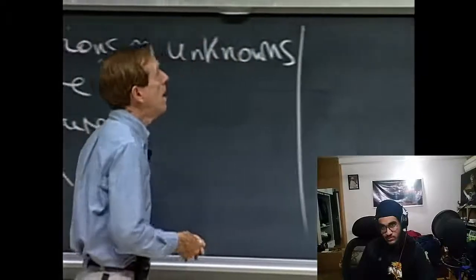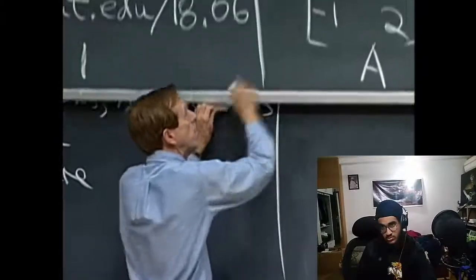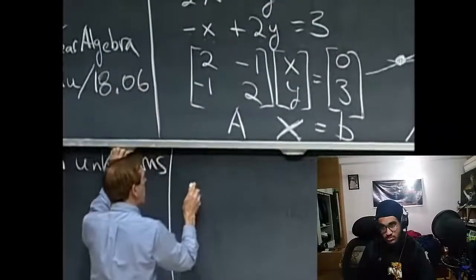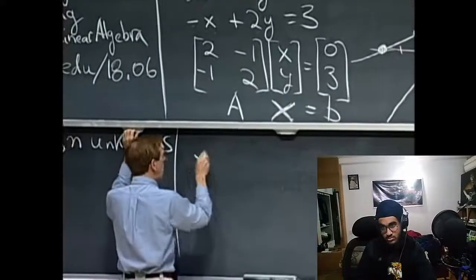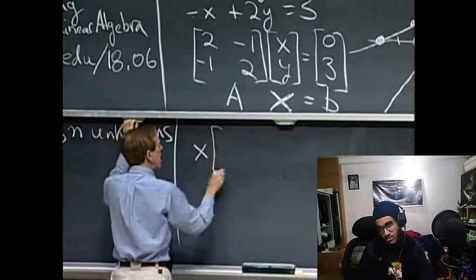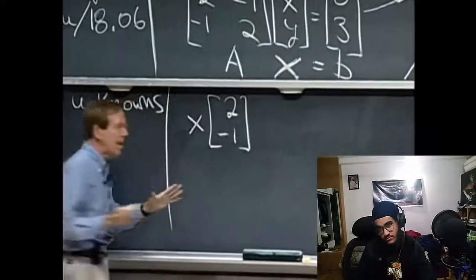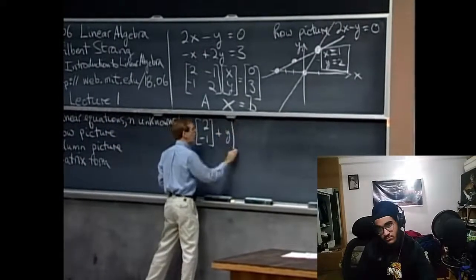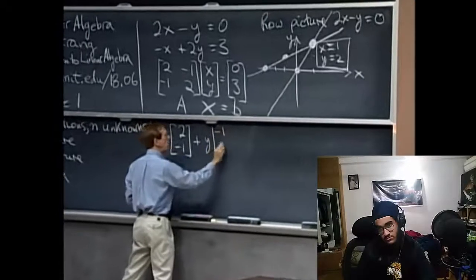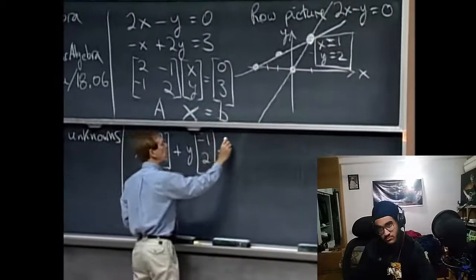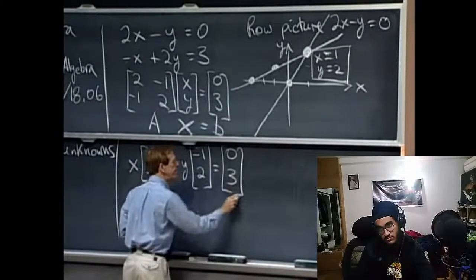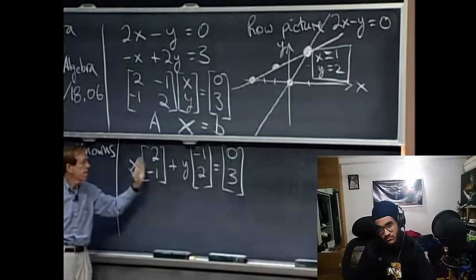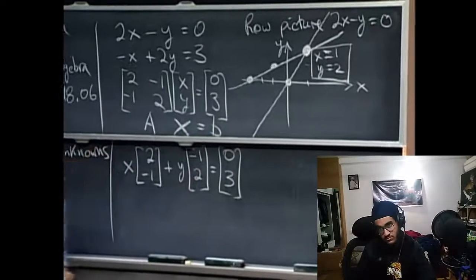The column picture. I'm now going to look at the columns of the matrix. I'm going to look at this part and this part. I'm going to say that the x part is really x times that column, so I'm getting the two equations at once. Then I have a y, multiplying a minus 1 in the first equation and a 2 in the second equation, and on the right-hand side, 0 and 3. You see the columns of the matrix? The columns of A are here, and the right-hand side b is there.